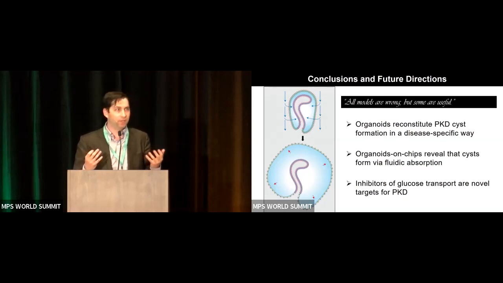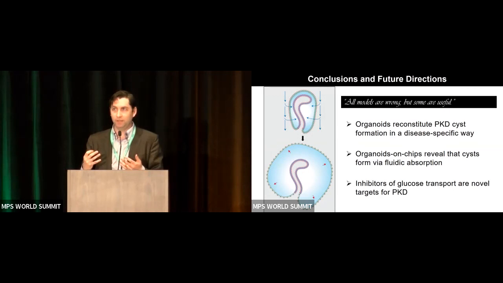In fact, the focus has been on the opposite. The focus has been on secretion as a driver of PKD. But maybe we've got it wrong. Maybe the organoids are teaching us how the disease actually works, even though they're not perfect. So to sum up, organoids reconstitute PKD cyst formation in a disease-specific way. Organoids on chips really drove us to this revelation that cysts form via fluidic absorption, and inhibitors of glucose transport are novel targets for PKD therapy.